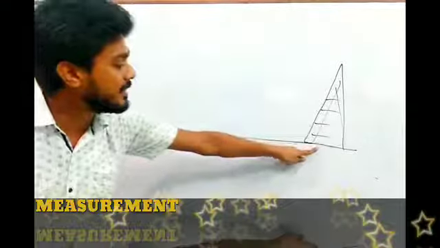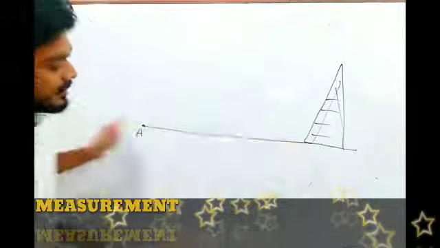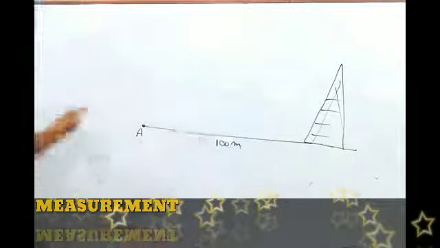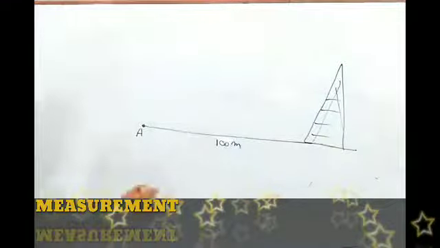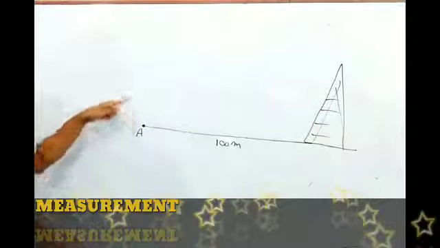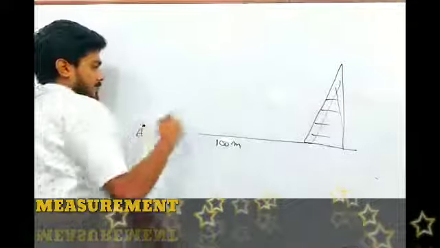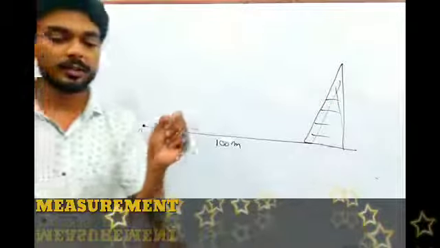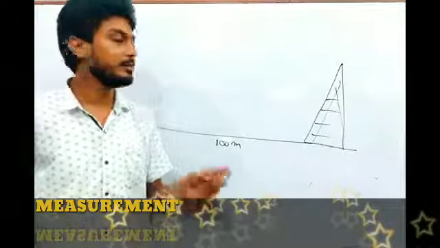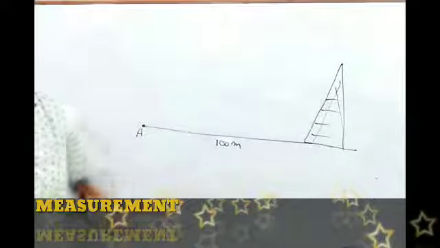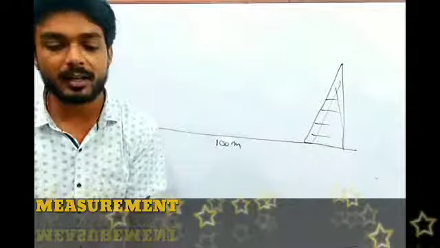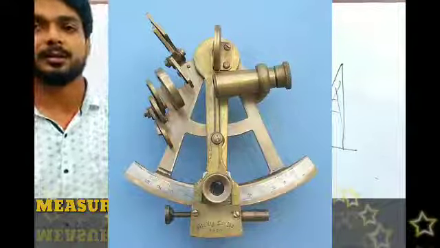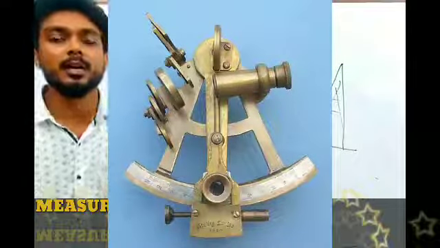I said consider a point A which is at a certain distance, suppose 100 meters from this tower. Now go to this point and see the top of this tower using a telescope. There is a device named sextant. Sextant is a simple telescope which is used to measure the angle of elevation.